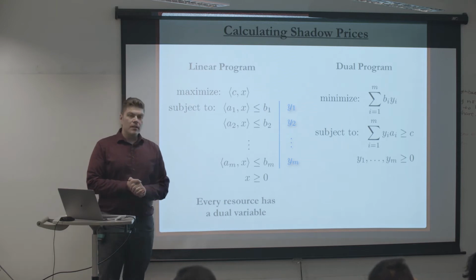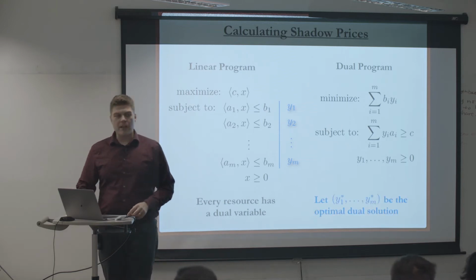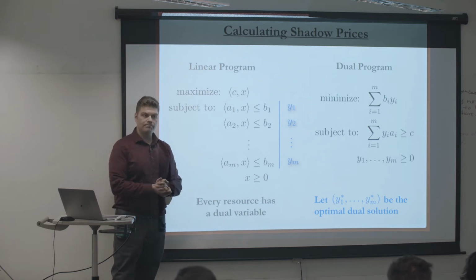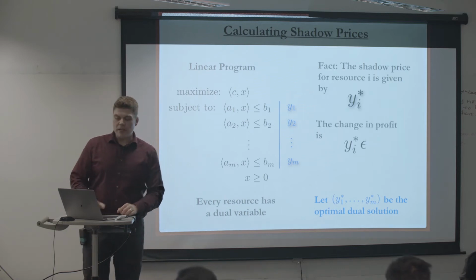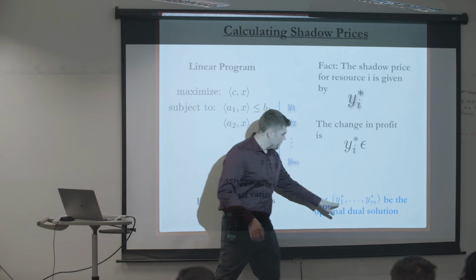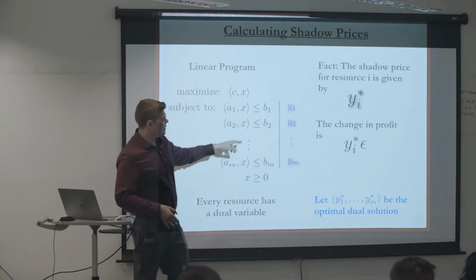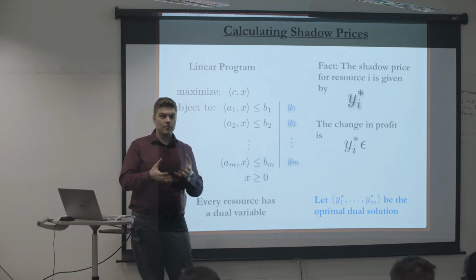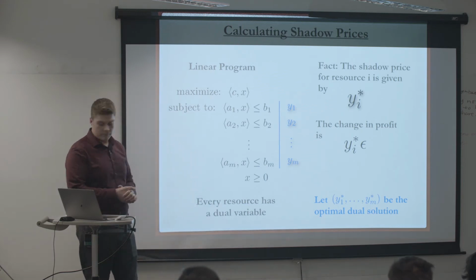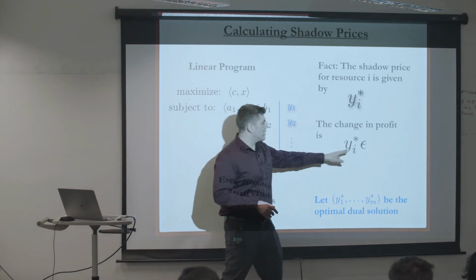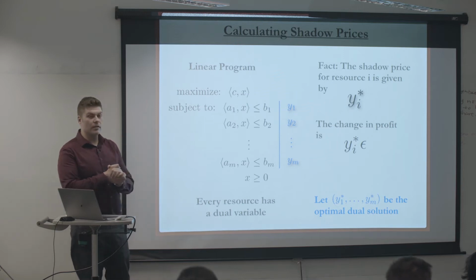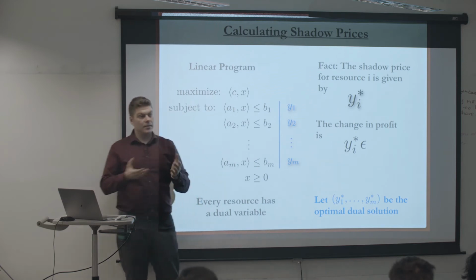Now, there's lots of reasons to look at this optimization problem, but I'm going to have one very particular reason. Suppose you had an optimal solution to this dual program. The shadow price for each resource is given by the optimal dual solution. So you have y1* to ym*. You solve it, and let's say I want the shadow price for b2, which is some kind of resource. y2* is going to tell you that shadow price. And the instantaneous change of profit is this yi* times epsilon. So as you start buying more of resource i, this is the amount of money you're going to see.